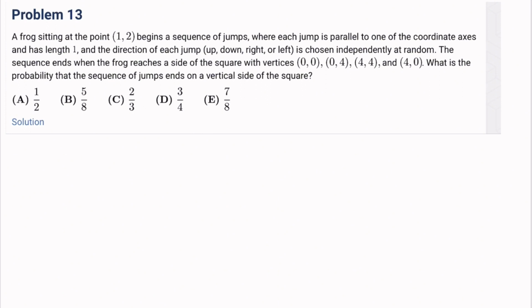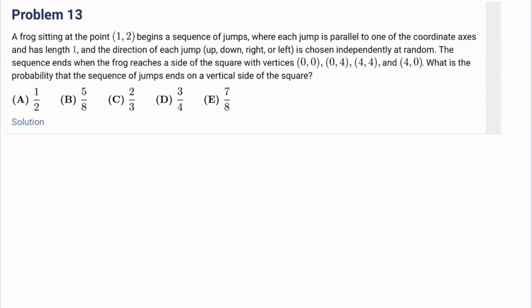Number 13, a frog sitting at the point (1, 2) begins a sequence of jumps where each jump is parallel to one of the coordinate axes and has length 1, and the direction of each jump, up, down, right, or left, is chosen independently at random. The sequence ends when the frog reaches a side of the square with vertices (0, 0), (0, 4), (4, 4), and (4, 0). What is the probability that the sequence of jumps ends on a vertical side of the square?